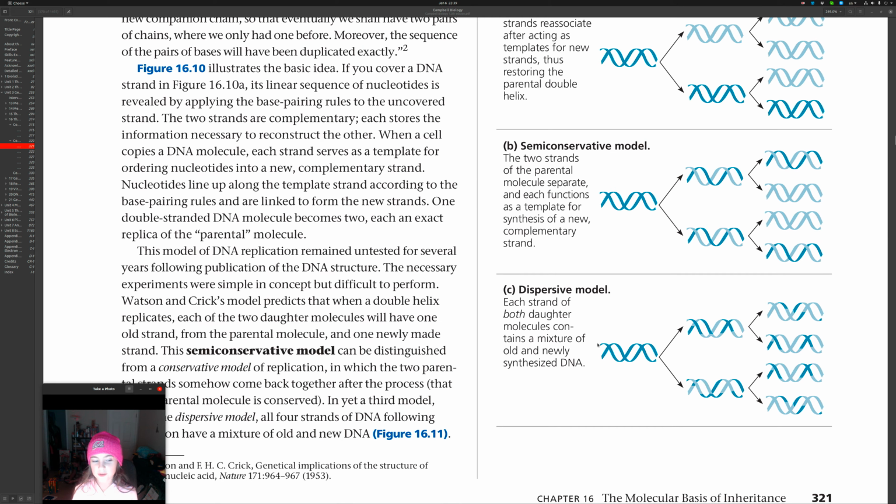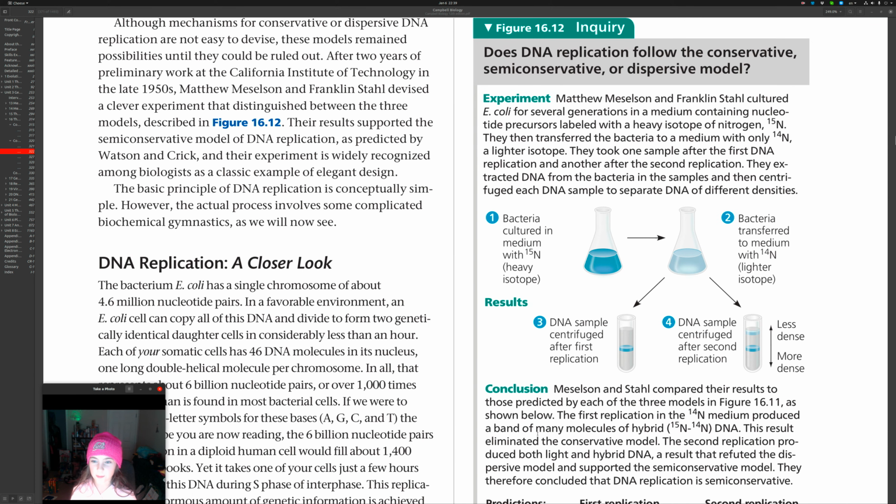And then here in this dispersive model, you have it a little bit different. Then you have this parent molecule, parent DNA, and then we have a little bit new and old, new and old, in every strand. So it's all mixed up. In the semi-conservative model, it's super clear. In the conservative model, it restores the parental double helix.